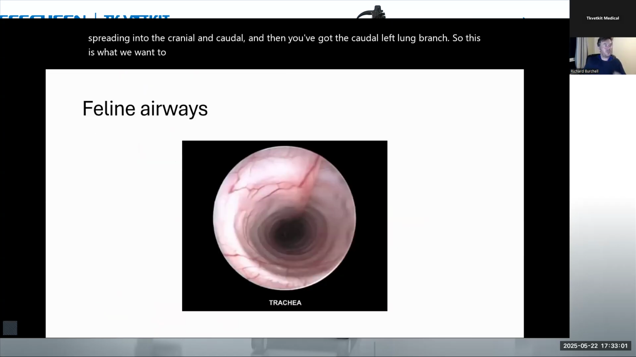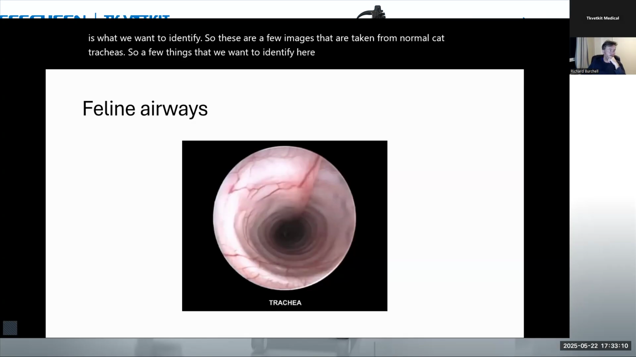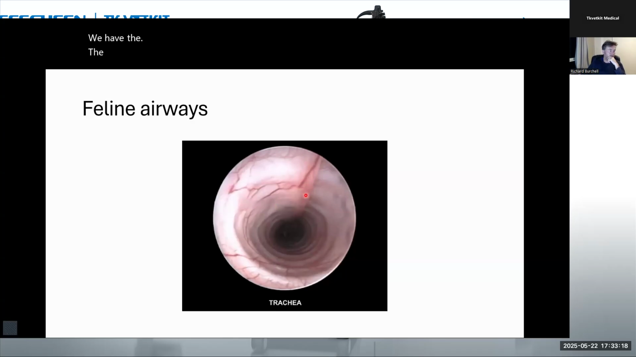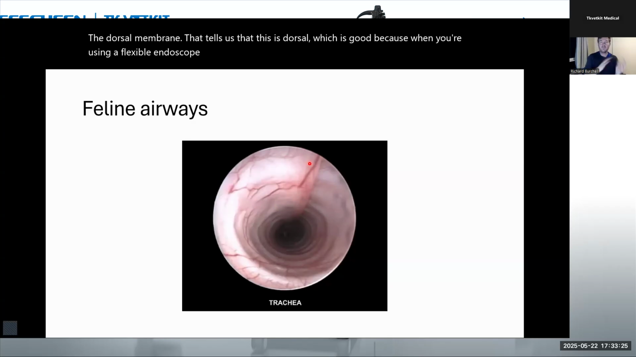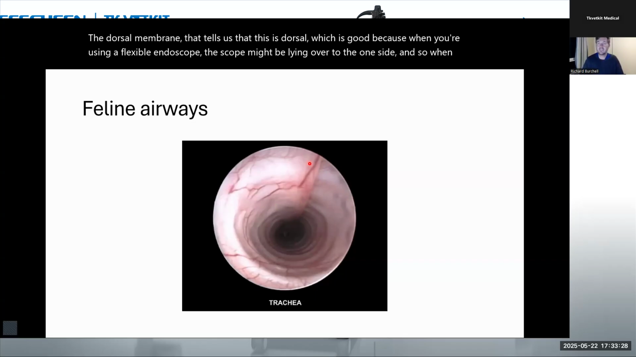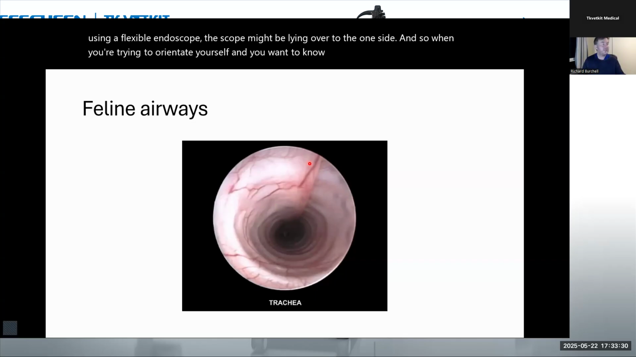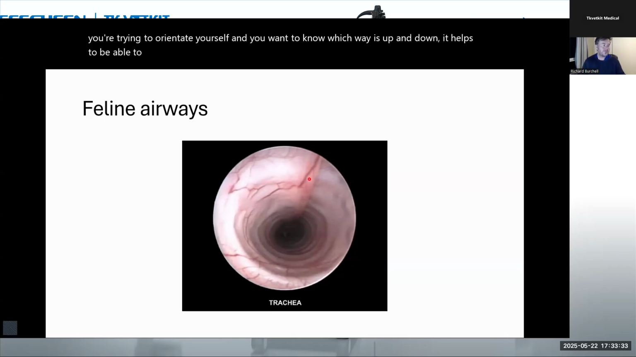So these are a few images that are taken from normal cat tracheas. A few things that we want to identify here is that we have the dorsal membrane. That tells us that this is dorsal, which is good, because when you're using a flexible endoscope, the scope might be lying over to one side, and so when you're trying to orientate yourself and you want to know which way is up and down, it helps to be able to identify this dorsal membrane.